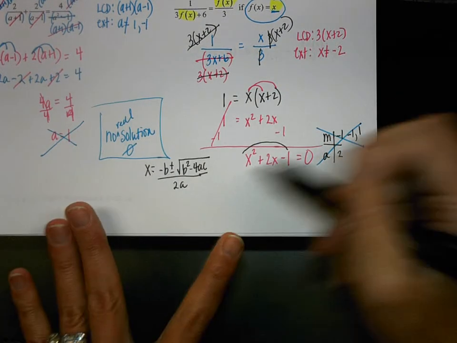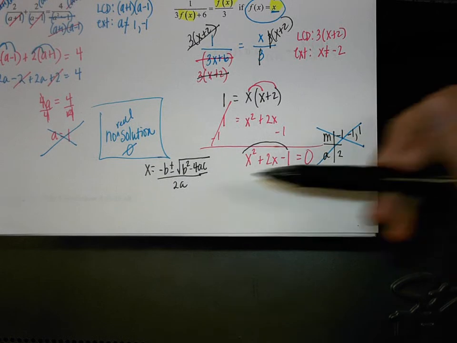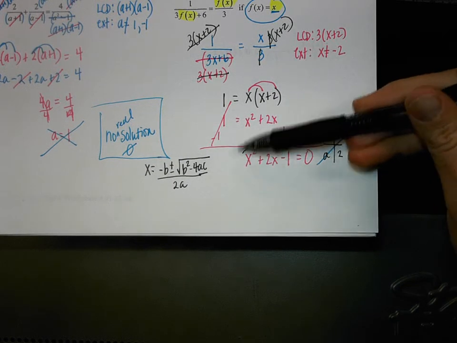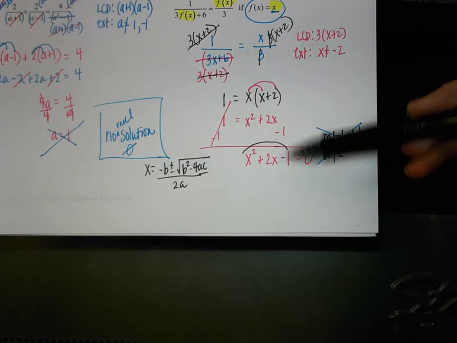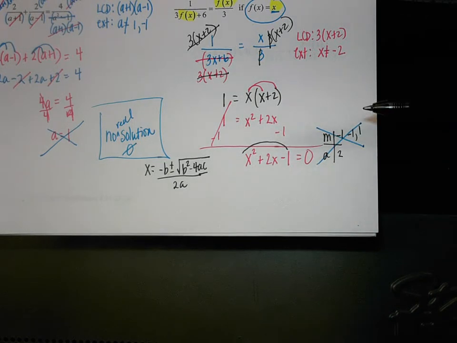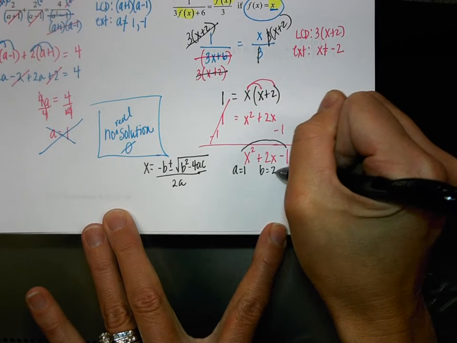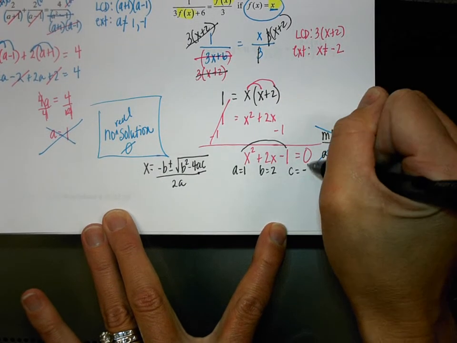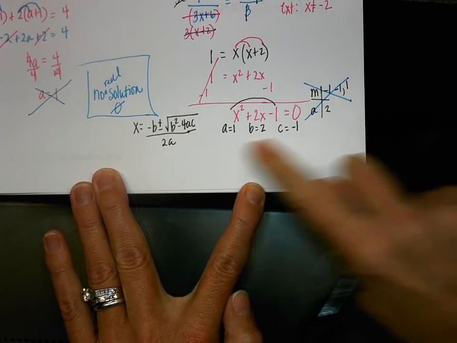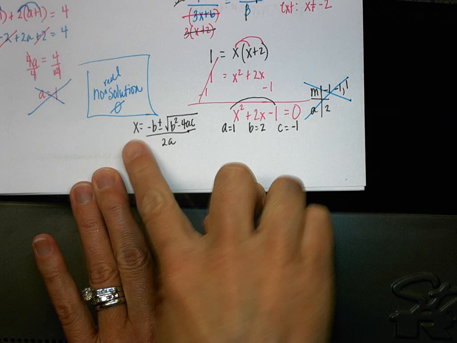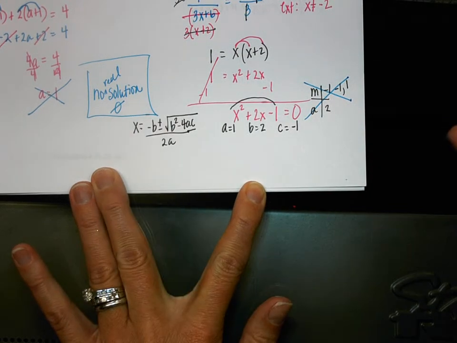Remember that when you're using the quadratic formula, it needs to be in descending order. Your a term is always with the x squared term, your b term is always with the x term, and your c term is always the number that doesn't have a variable with it. So in this case, a is 1, b is 2, and c is -1. We are going to plug this information into our quadratic formula. Notice this is x equals. We are solving for x, but just using the quadratic formula. We are still finding a solution.